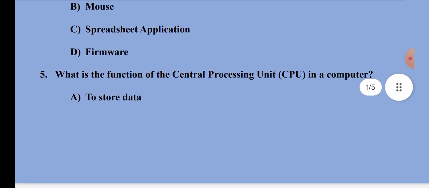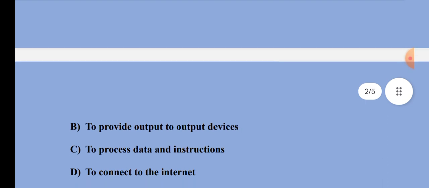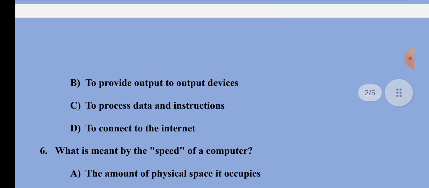What is the function of the central processing unit in a computer? जो CPU है उसका क्या function है? We have four options. Option A, to store data. Option B, to provide output to an output device. Option C, to process data and instructions. Option D, to connect to the internet.